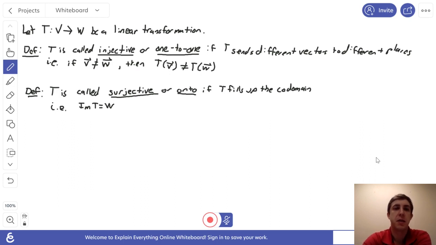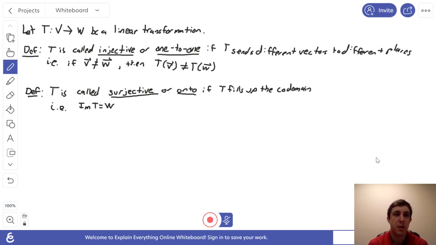The other definition we want to talk about is what are called surjective or onto linear transformations. Here we want to think about transformations that fill up all of the codomain. In general, when you apply your map T, your domain is only going to map to part of your codomain. Surjective maps are ones where the image is actually the entire codomain. In symbols, the image of T is equal to all of W. The image of T is always going to be a subspace of W, but when you have a surjective map, it's actually all of W.